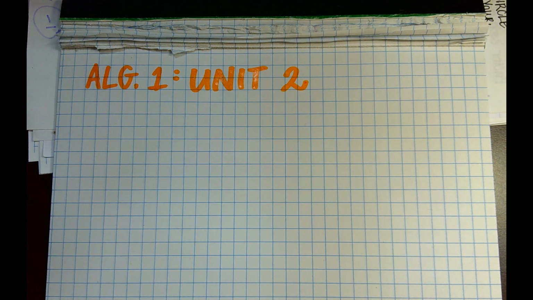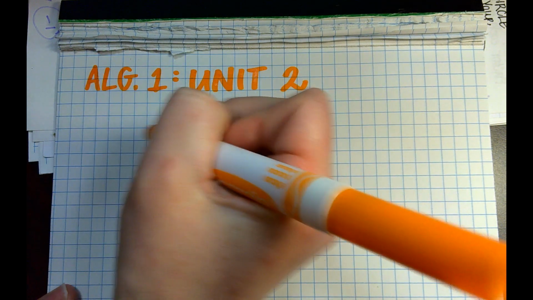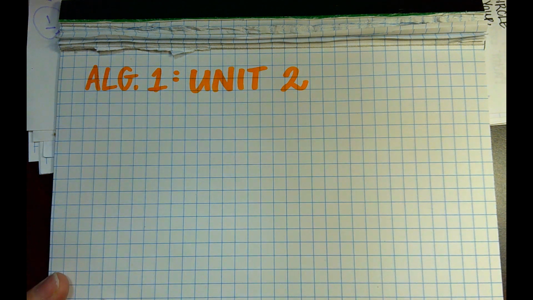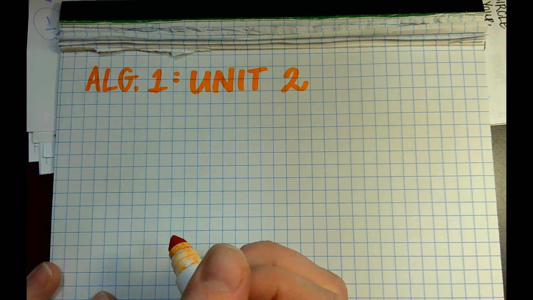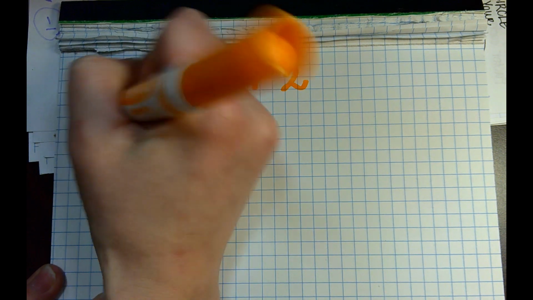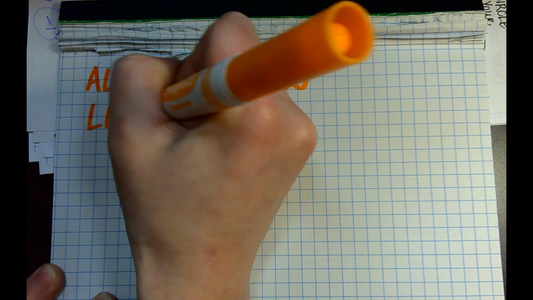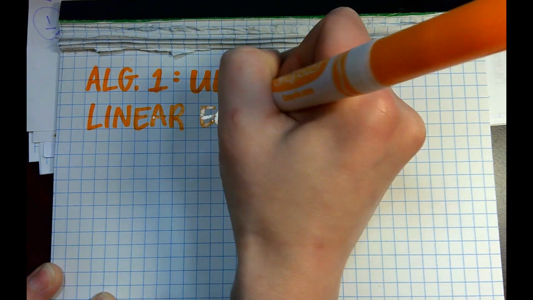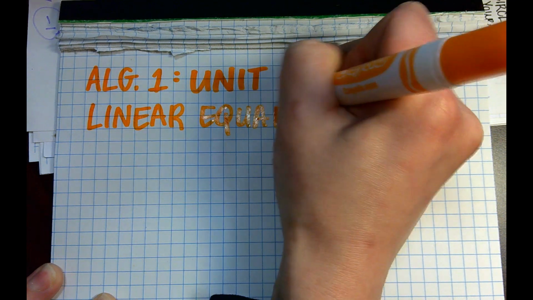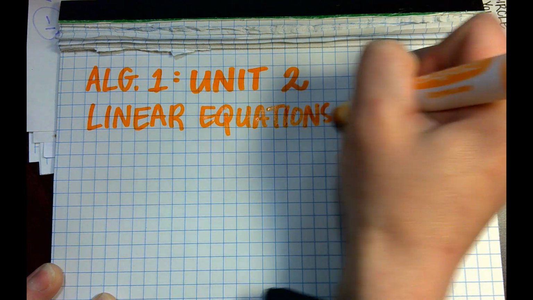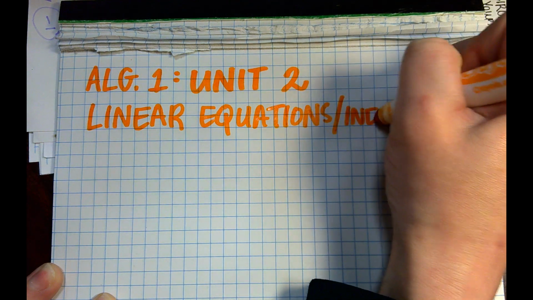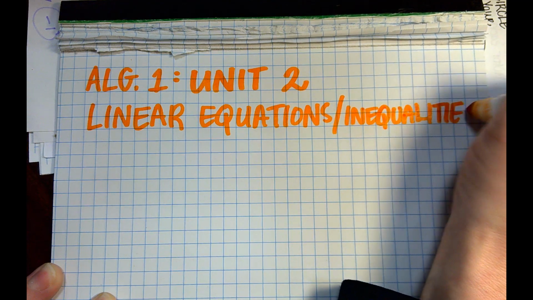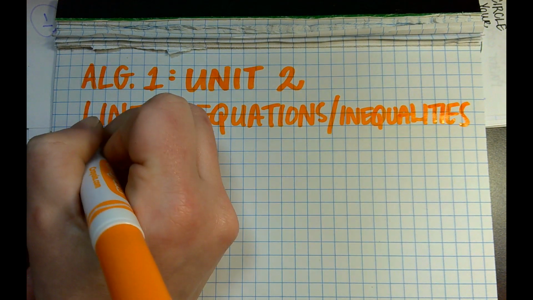And Unit 2 is all about, we've been doing equations and inequalities, but now we're doing something fancy called linear equations and inequalities. So we're just going to title this Linear Equations and Inequalities. Okay.